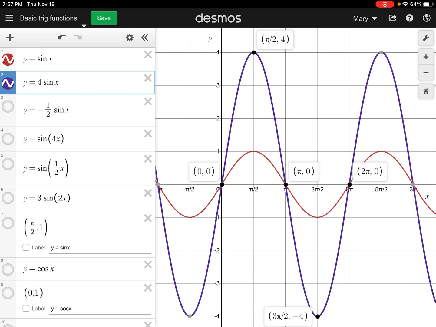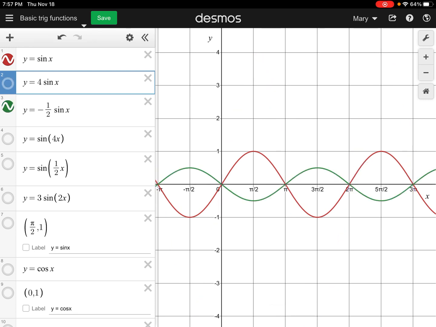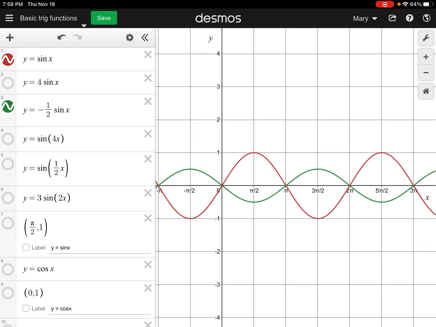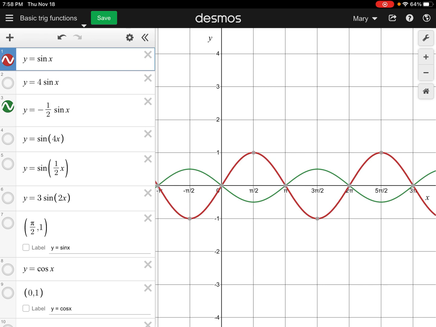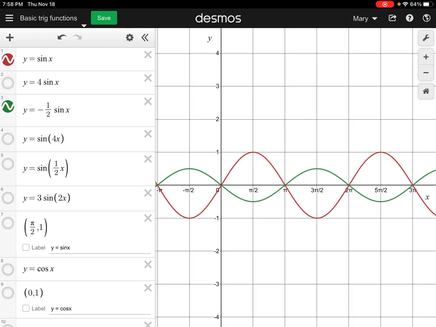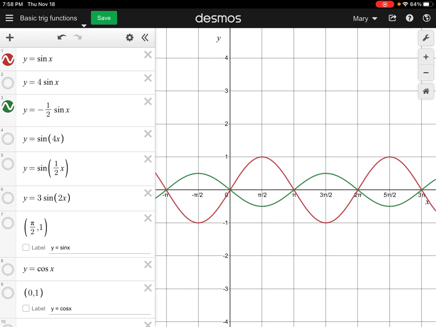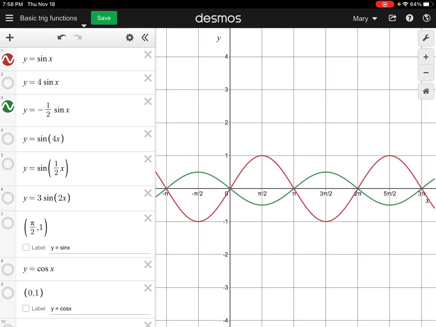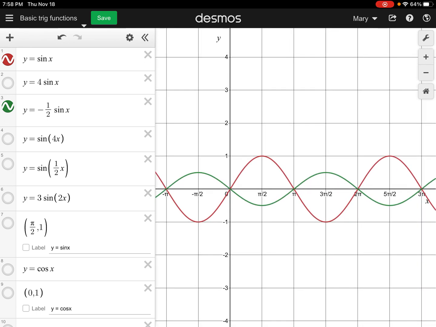Okay, and look what would happen if I put a -1/2 in front. Do you see it's shorter? It's lower in volume, I guess you could say. The highest place it goes, the amplitude, is 1/2. I can't get it to go on there. There it goes. So the highest place it goes is 1/2, right? And then the lowest is -1/2, but the distance from the x-axis to the highest point is 1/2.